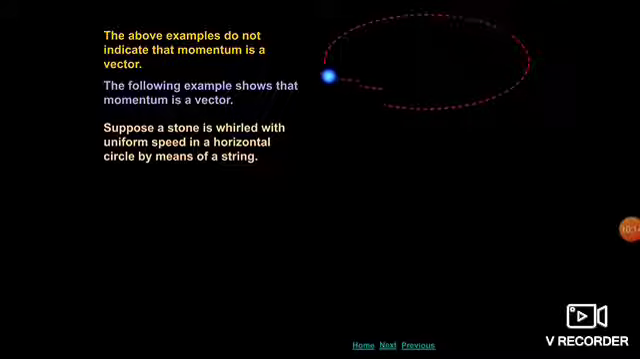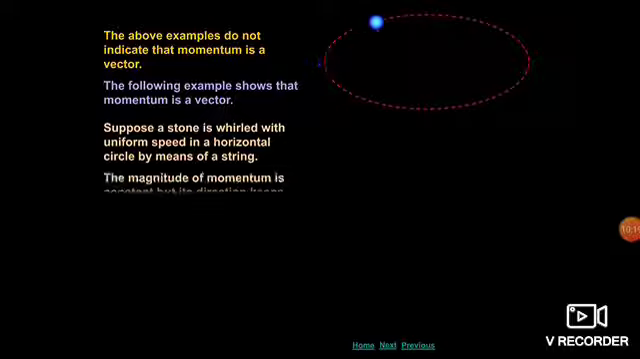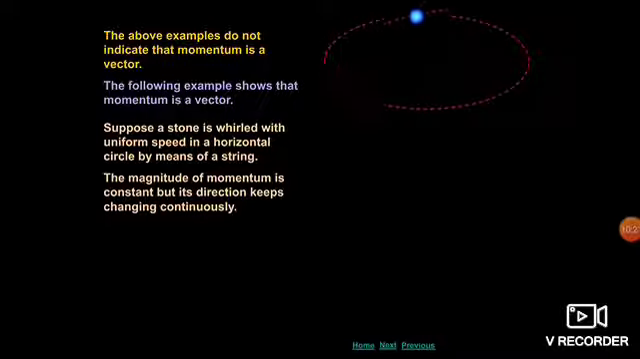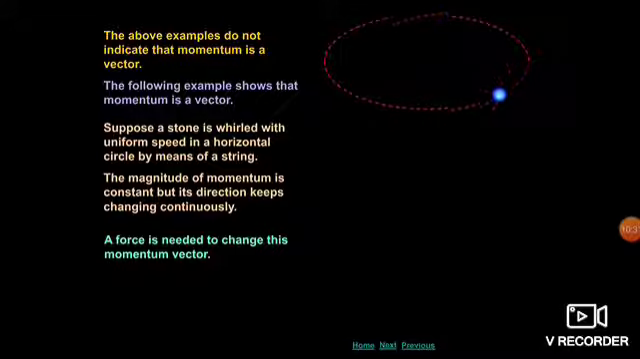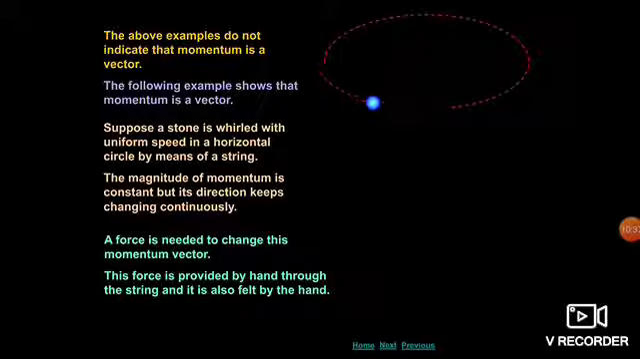Suppose a stone is whirled with a uniform speed in a horizontal circle by means of a string. The magnitude of momentum is constant but its direction keeps changing continuously. I told you why it is changing: because velocity is changing, its direction is changing continuously. That's why momentum is also changing. A force is needed to change this momentum vector. This force is provided by the hand through the string, and it is also felt by the hand.